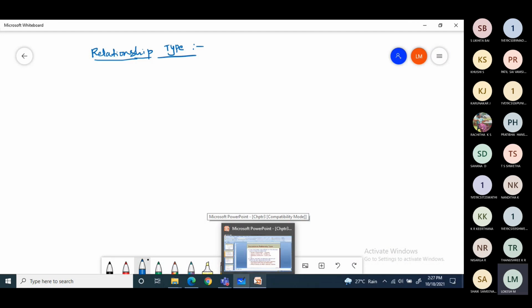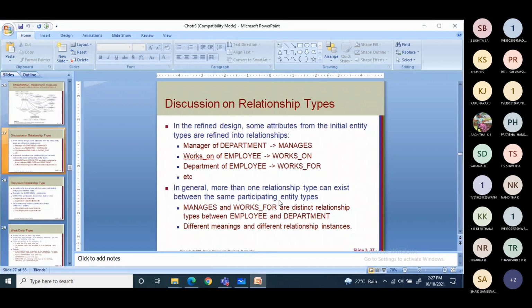Okay, today we'll discuss relationship types. When you write any relationship between two entities, for example, manager manages a department. Employee is one entity and department is another entity. Any one employee manages a department. Manages and manager, these are the relationship types.